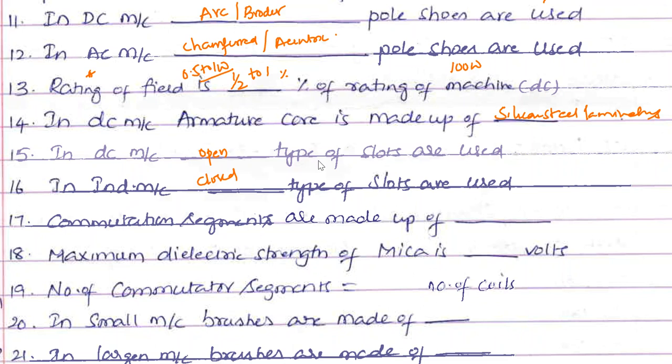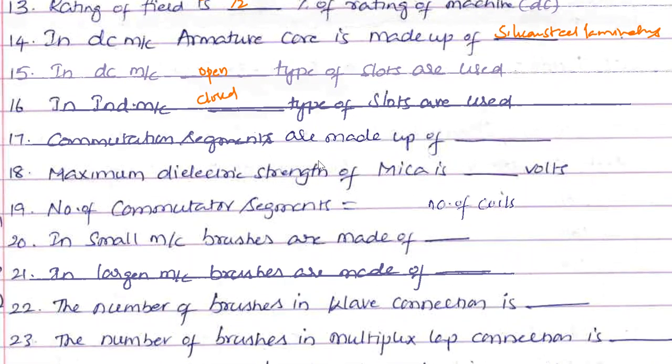Okay, next one, commutation segments are made up of. The commutation segments are made up of hard drawn copper, so HD copper. Okay, maximum dielectric strength of mica insulator is around 50 volts here. Next one, 19th question. Number of commutator segments is dash number of coils. So it is the same as number of coils here.